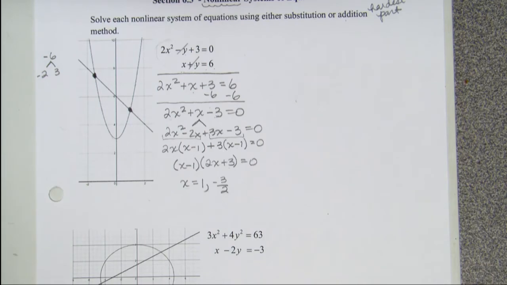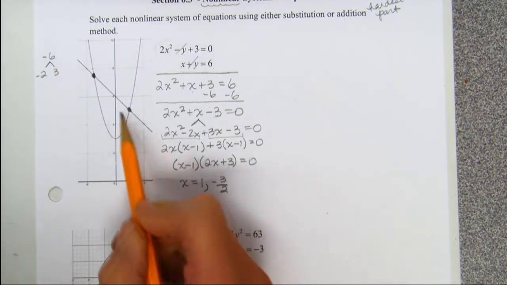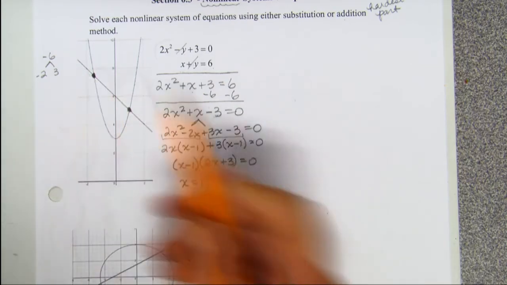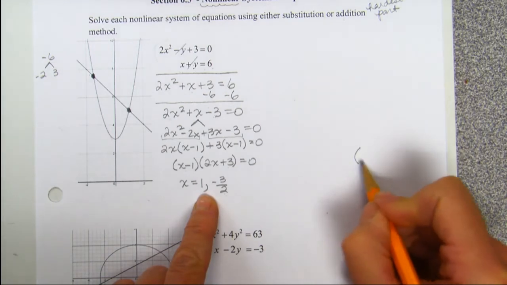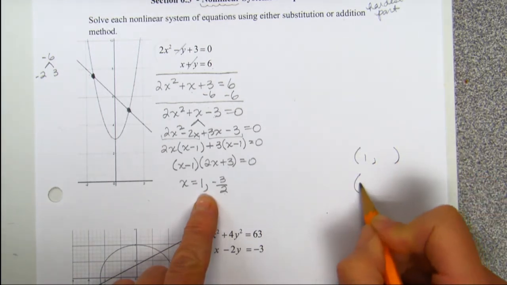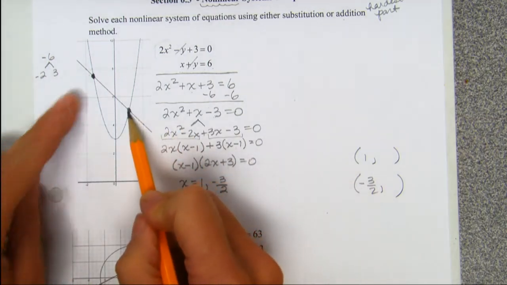The question we have to ask ourselves now is, what have we found? So many of you throw parentheses around this and say, yay, I found the point, I'm done. You have not found the point where the parabola and the line intersect. You found the x value for one of the points and the x value for the other point. These are your x's for both points. So let's go ahead and put 1 comma and negative 3 over 2 comma. You have found the x values for this point and this point.